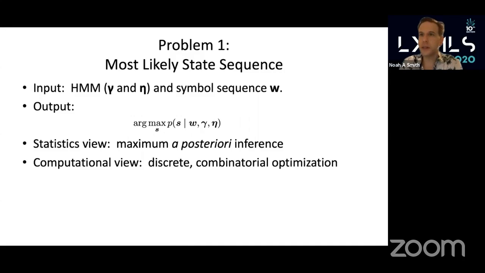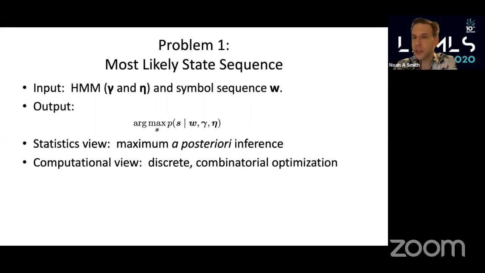Okay, so to be a little bit more formal, the input here is an HMM, which means our probabilities gamma and eta over transitions and emissions respectively. And we get a symbol sequence W. And what we want to do is find the S sequence, the state sequence, that is most probable given the words and the model, the HMM. So that's what I've written here in math, the argmax over all possible S of P of S given W, gamma and eta. In statistics, we call this a maximum a posteriori inference problem. We're trying to find the state sequence with the highest posterior probability.